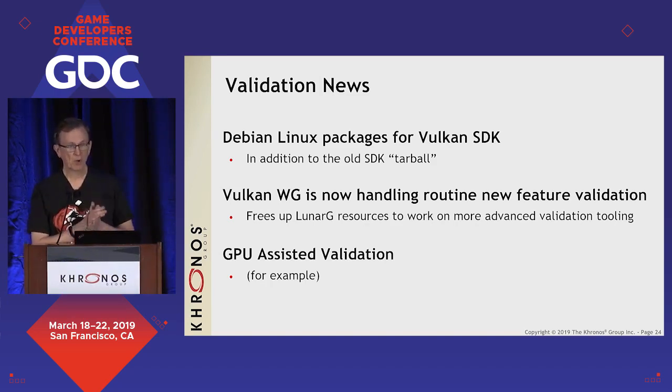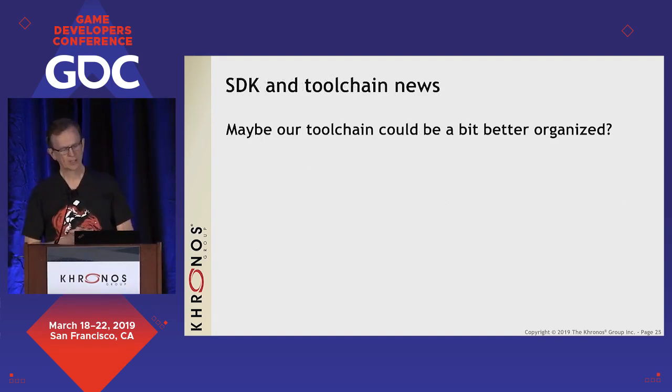A couple of small things about validation before Carl talks about the big stuff. Some improved packaging, so on Linux now it's no longer the case that you just get a tarball, you can actually get a package. That's kind of nice. Another thing that's happened over the past year is the Vulkan Working Group is taking over some of the load that LunarG used to carry.